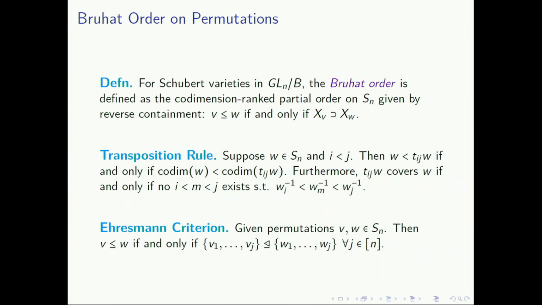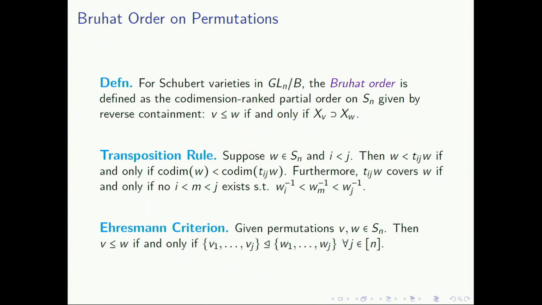So first of all, just to remind you that Schubert varieties in the flag manifold are related to Bruhat order. It's a bit of a misnomer, the name Bruhat, because he didn't actually define this order. But let's stick with the name. And it's very easy to describe in terms of Schubert varieties. It's just that v will be less than or equal to w if their varieties are ordered by reverse containment. So X_v contains X_w. So they're ranked by codimension instead of dimension. That's natural. Okay, so that's one way to define Bruhat order, but then there's lots of other ways.